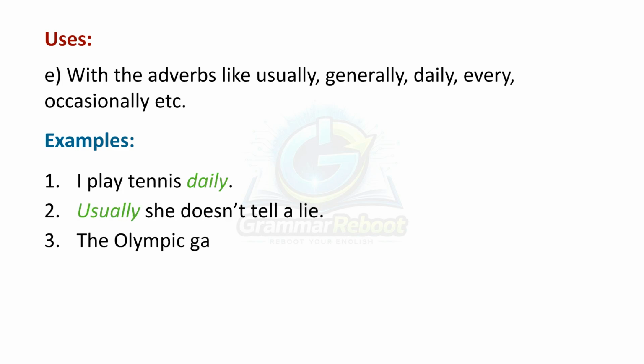I play tennis daily. The word daily tells us that this action happens every day. Usually she doesn't tell a lie. The word usually shows that this is her regular habit. The Olympic Games take place every 4 years. The phrase every 4 years tells us how often this event happens. So remember, when we talk about repeated actions or regular habits, and when we use frequency words like daily, usually, every, we use the simple present tense. These adverbs are strong signals of the simple present.